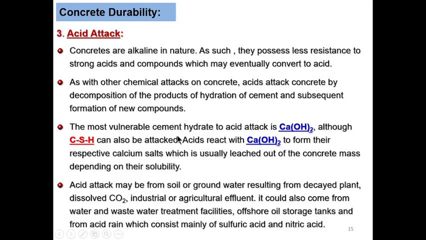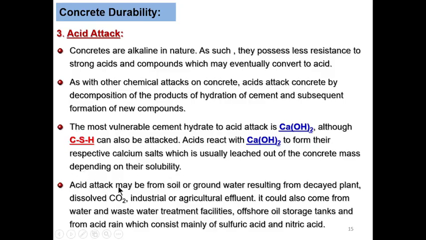So the most vulnerable cement hydrate to acid attack is what? The calcium hydroxide. Although calcium silicate hydrate can sometimes also be attacked. Acid reacts with calcium hydroxide to form their respective calcium salts, which are usually leached out of the concrete mass depending on their solubility. So just like sulfate attack, acid will attack the products of hydration and change them to other compounds, and these other compounds are soluble, and because they are soluble they will be leached out.